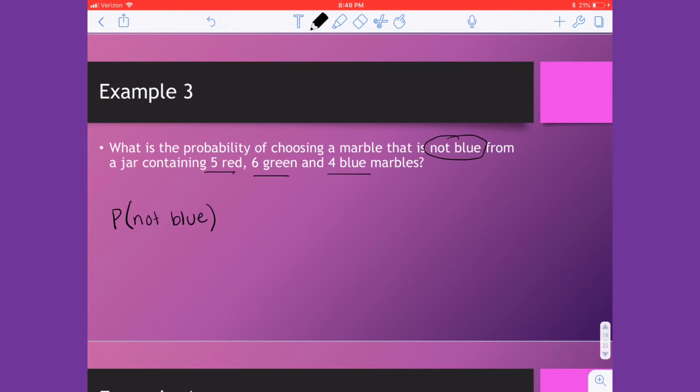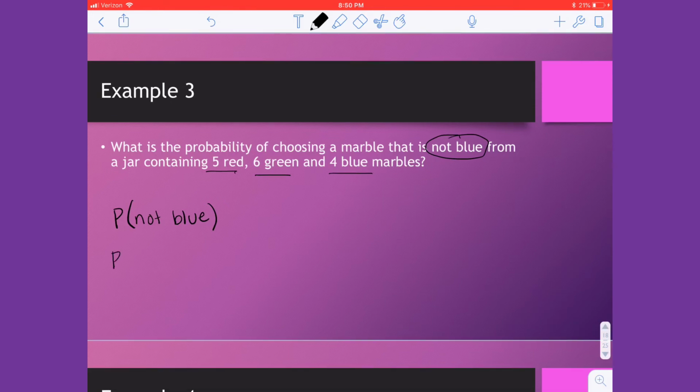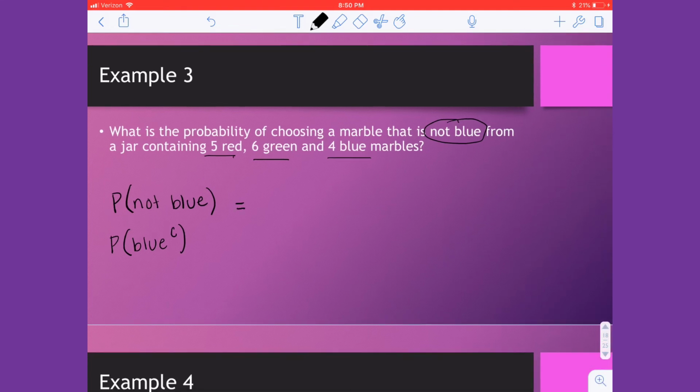And we actually call this a complement. So another way to notate this is to do blue with a little C. It's kind of like an exponent, but it's a C, and that refers to the complement of blue, which means not blue. There are 5 red and 6 green, so that's 11 marbles that are not blue out of a total of 15.